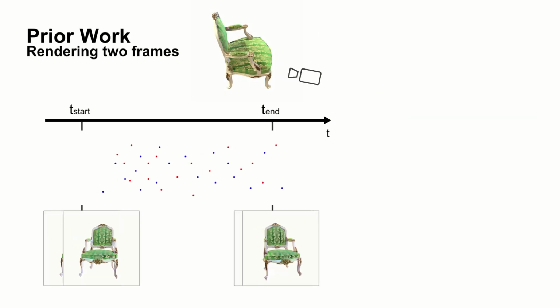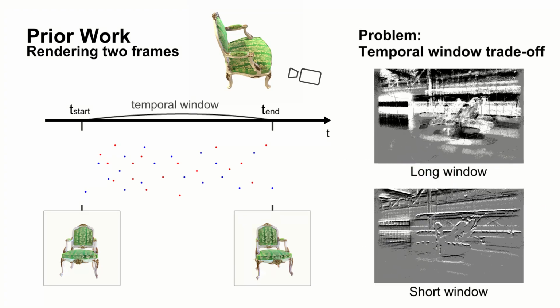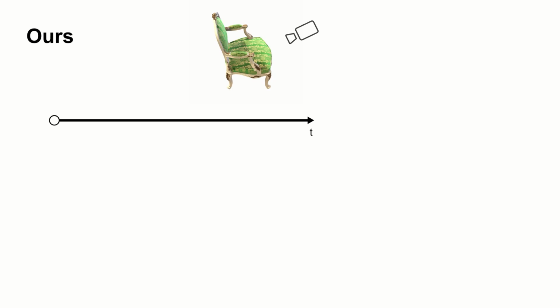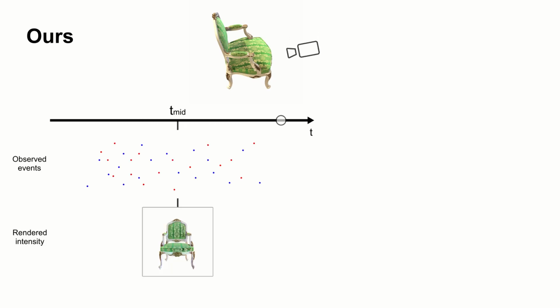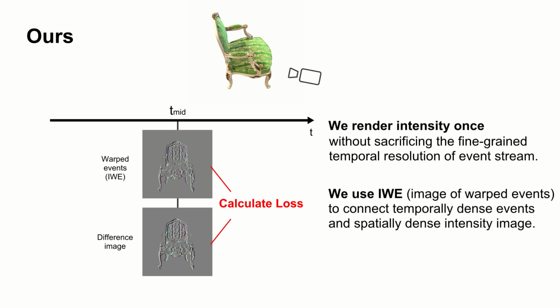This approach can leverage the dense spatial information of a scene, but suffers from the temporal window size trade-off. Long temporal windows produce blur, while short windows lack sufficient cues for optimization. So our key idea is shown here. We render the intensity image only once, without sacrificing the fine-grained temporal resolution of the event stream. And we use IWE to connect temporally dense events and a spatially dense intensity image.